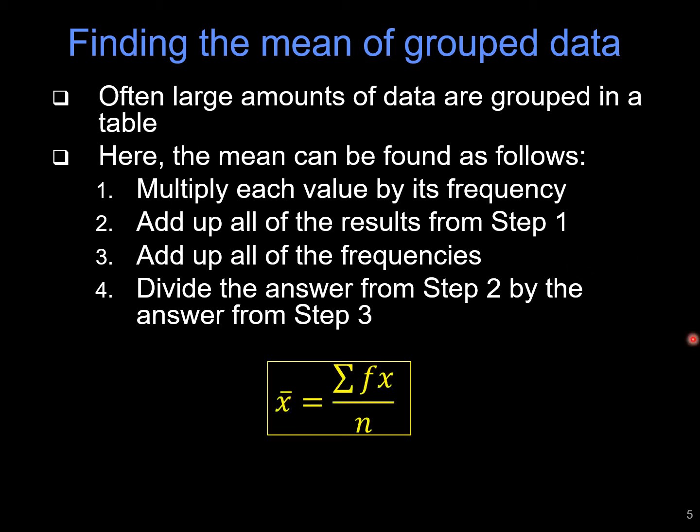So our formula for the mean now becomes sigma fx divided by n. So that means we multiply the frequency by the value, add those up, and then divide by the total number of observations. Let's have a look at an example.